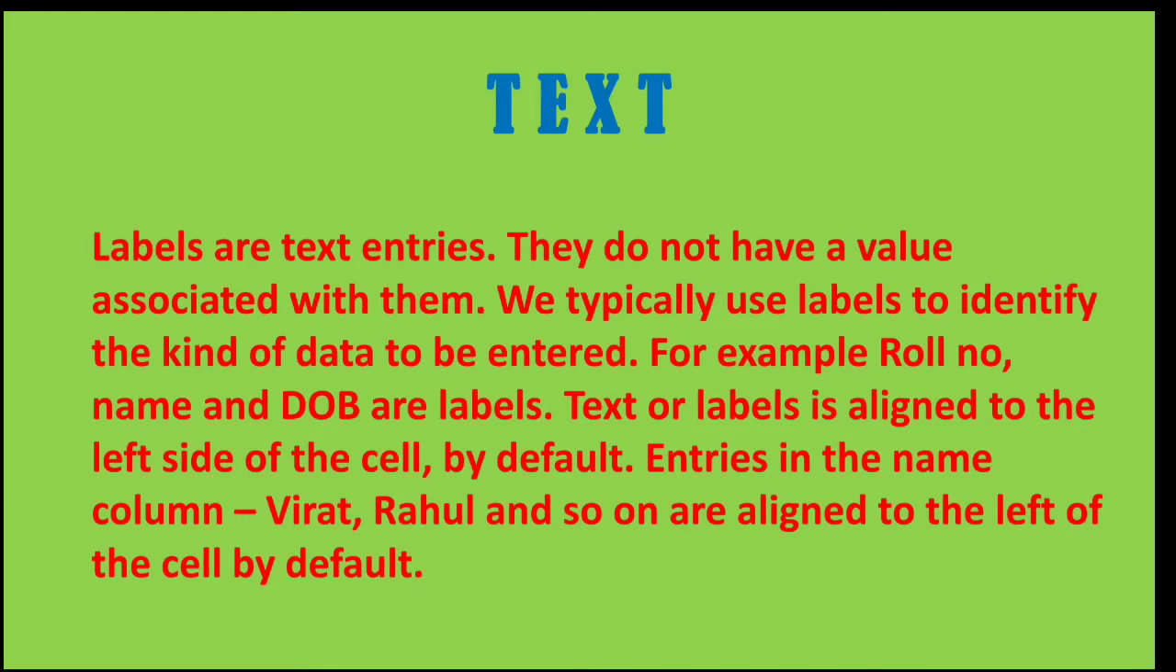Text or labels are generally aligned to the left side of the cell by default. So whatever text data we enter will always be on the left hand side. Now if I don't want the text on the left hand side, and instead want it in the center or the right hand side, we can align it. Entries in the name column, like Virat, Rahul and so on, are aligned to the left of the cell by default.